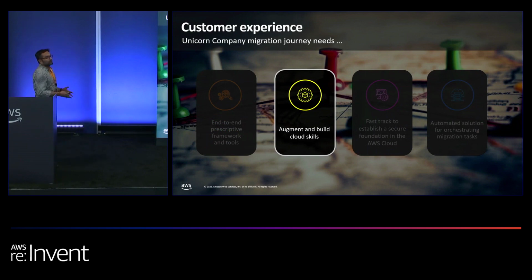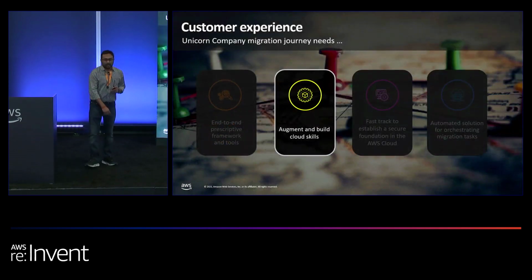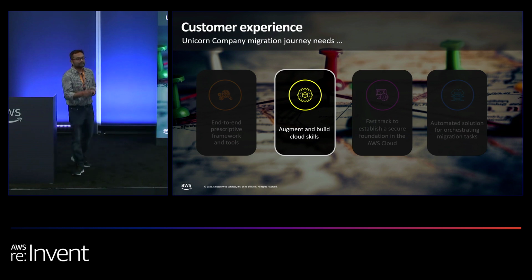The next pillar talks about augmenting and building cloud skills for our company. Based on our survey, we have identified that roughly 26% of migrations get stalled or fail because of lack of cloud skills. So how does Anna identify the lack of cloud skills? She did a migration readiness assessment as well as a learning needs analysis.